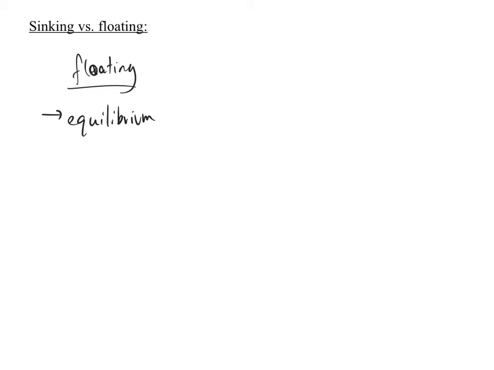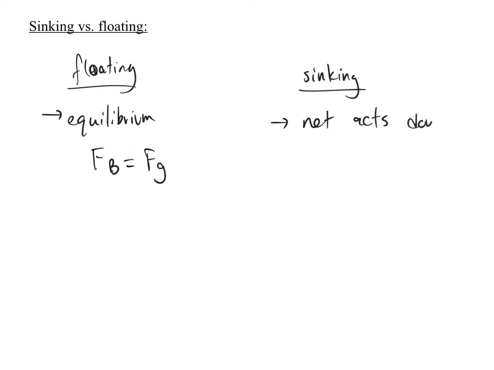Because there's a what? When you're in equilibrium, there's automatically a what? What's the reason for equilibrium? A balance of forces, right? So in this case, this is when the buoyant force acting up is equal to the weight acting down. So for sinking, would you have a net force acting down? Good. Net acts down. That's the key there. So in this case, the weight of an object is greater than the buoyant force. Yeah, those are pretty much our two scenarios that we have to consider.